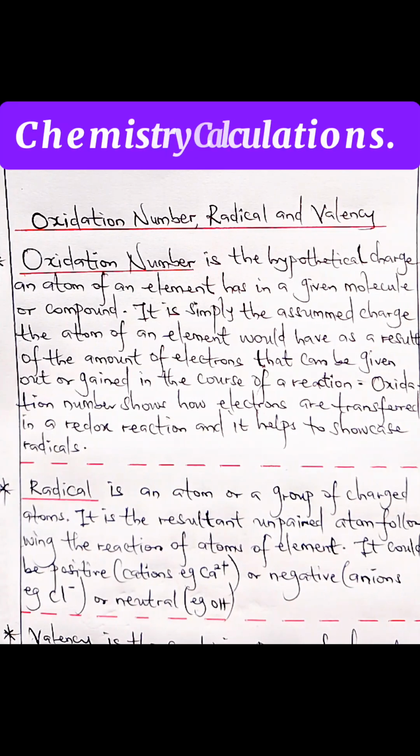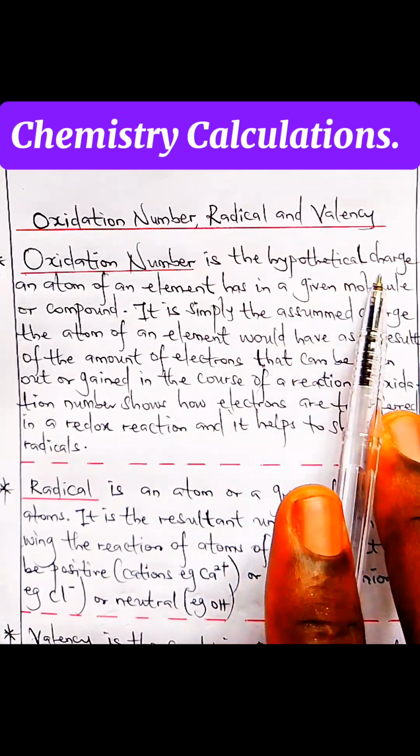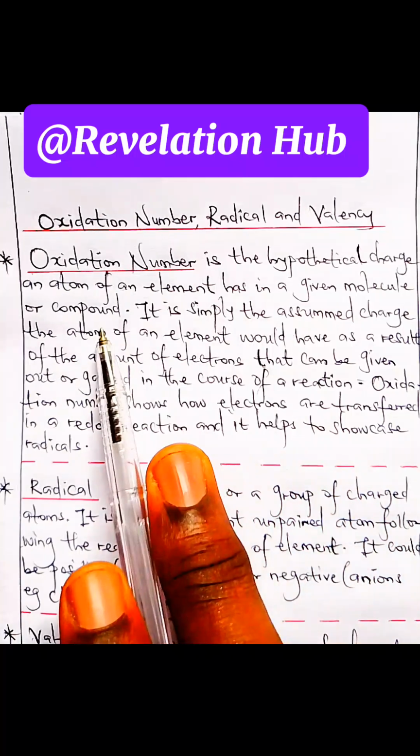Hi pals, today we're going to be discussing oxidation number, radical and valency under calculation and chemistry. So when we talk about oxidation number, what is oxidation number? Oxidation number is the hypothetical charge an atom of an element has in a given molecule or compound.